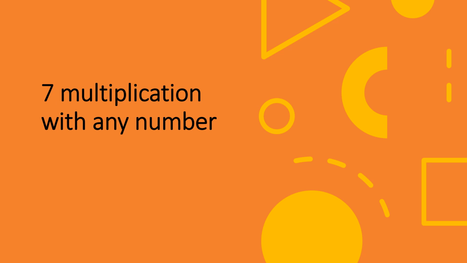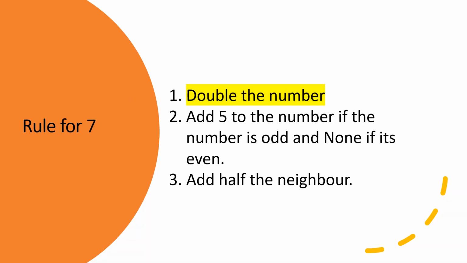Now see the rule for 7 multiplication with any number. Here the rule is double the number, add 5 to the number if the number is odd and none of it if it's even, and add half the number. This rule is the same as the rule for 6, but here we have an additional step, that is double the number. So before adding 5, whether the number is odd or even, we have to double the number first.